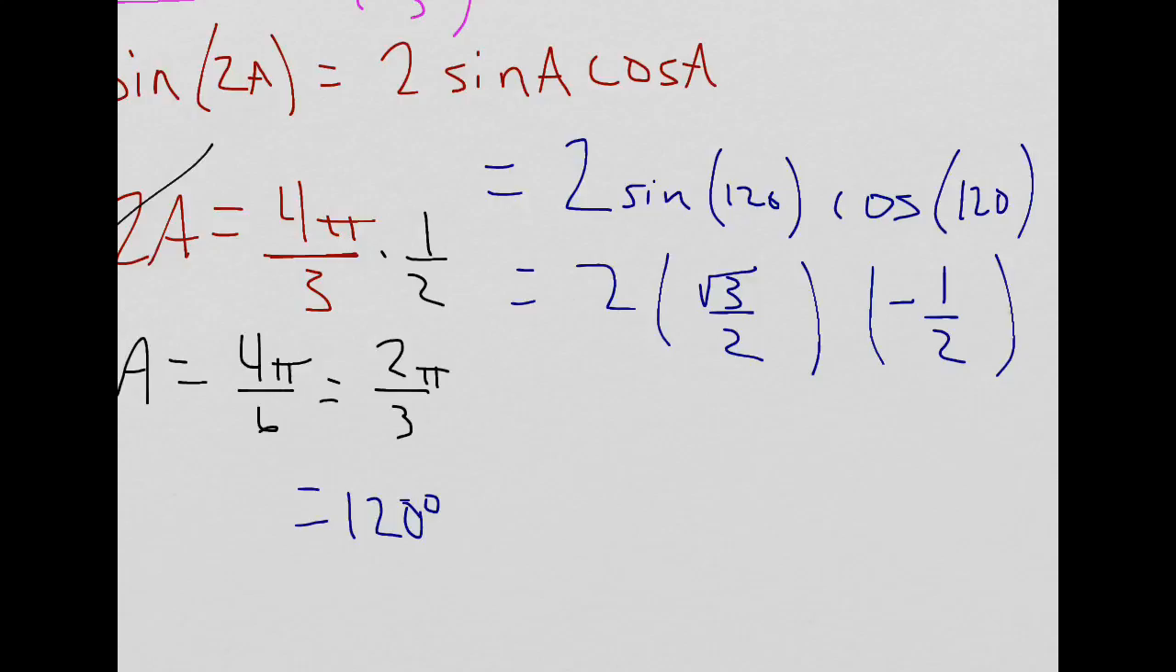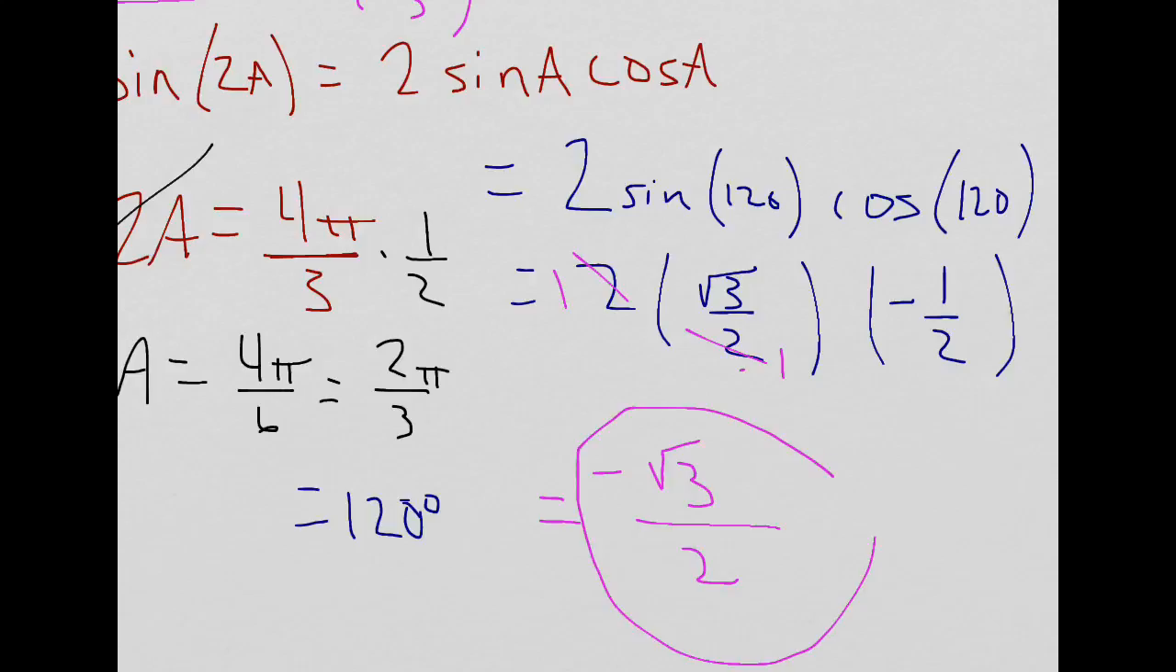Now we just have to multiply all this together. This 2 and one of the other 2's will cancel out. So we're just left with 1 on the bottom, 1 there. So root 3 times negative 1 gives me negative root 3. And then 1 times 2 on the bottom gives me 2. So negative root 3 over 2 is the sine.